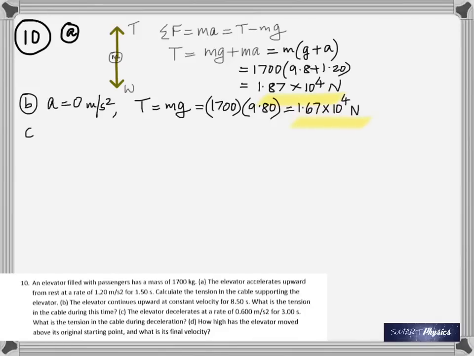And in the C part, it's decelerating at a rate of 0.6. Is it still going up? What do you think? Yes, but it is decelerating. So now the acceleration is 0.600 meter per second squared, but it's down, so that's what the arrow shows. Therefore, T is mg minus a.